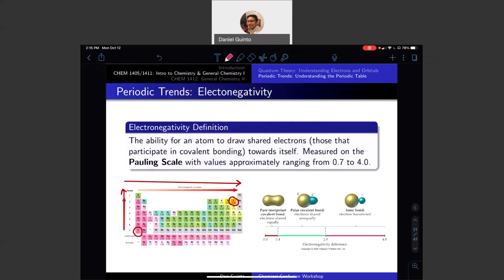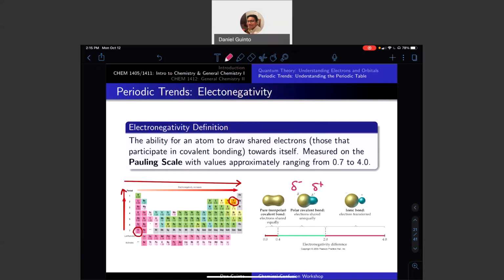So the difference is that in a nonpolar bond, your electrons are shared equally. In a polar covalent bond, your electrons are shared, but they're shared unevenly, with the partial negative side taking more of the electron density than the partial positive side. Versus an ionic bond, it's kind of just like stealing, right?